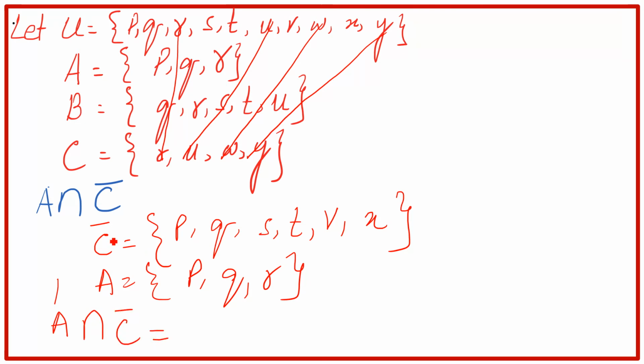Now you have to consider this C complement, not this. So what is common? Intersection means common. P, Q, only P and Q.